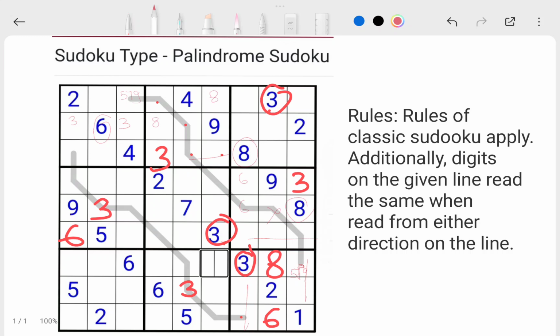Okay, but of no use. Okay, with the classic rule, now these two 5s, we can simply block these cells for 5. So the only possible place for 5 is this. So this is 5, and if this is 5, this must be 5.